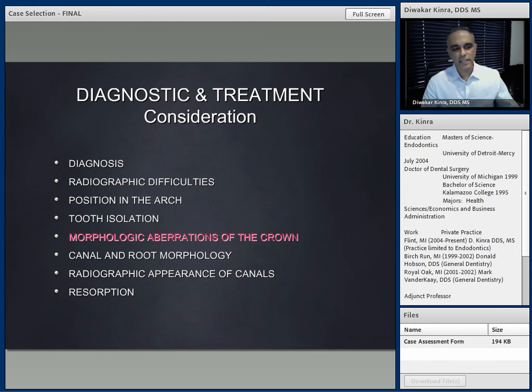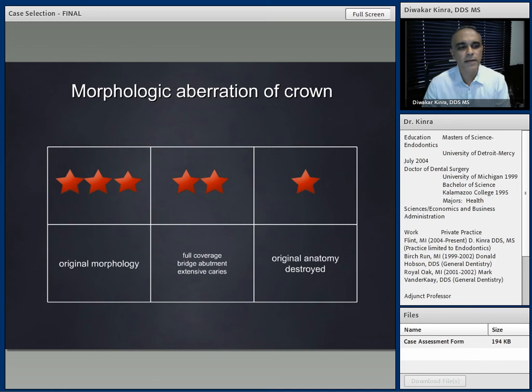The next 3 sections here, I kind of group them together. We have morphologic aberrations of the crown. What do we mean by that? Well, again, if the tooth has its original morphology, it has maybe a small restoration in it, these are pretty straightforward. Okay, those are our 3-star cases. But once we start having to work through crowns, bridges, extensive caries, and the original anatomy is destroyed, that becomes more difficult. And how do we deal with these type of cases? Well, this is how you can make your life easier.